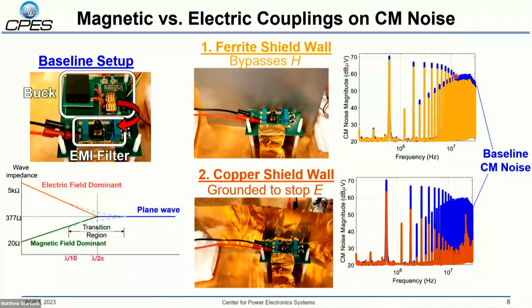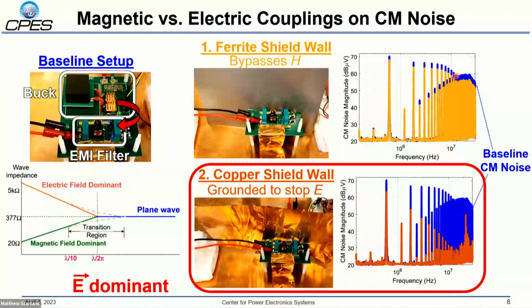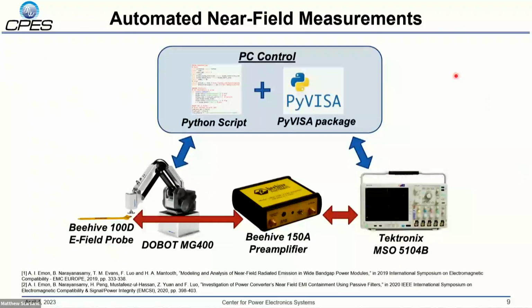Next, we place a grounded copper shield in between the power stage and filter. And here we see a much better reduction in the conducted common mode noise. So this indicates that this is due to some electric or capacitive coupling mechanism. We can further investigate this electric coupling using electric field measurements, which we collect with this automated near field measurement system, which we have in our lab. So the robotic arm can position the electric field probe over the converter at different points while the converter is running. And then the oscilloscope collects the signal from the probe at each point.